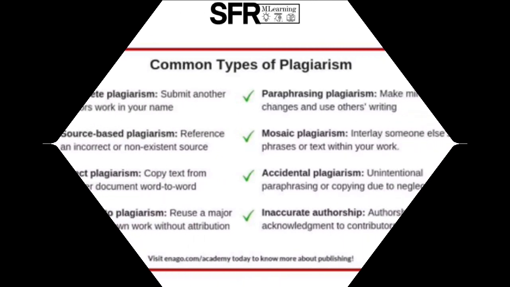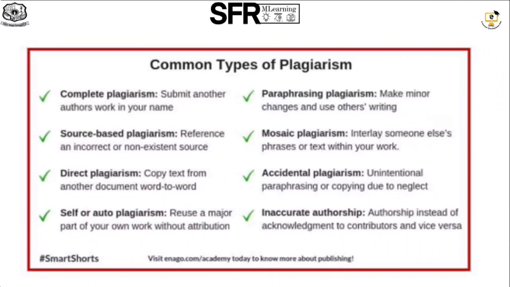Then there are various types of plagiarism. The common types of plagiarism are, first, complete plagiarism: submitting another author's work in your name. Source based plagiarism means referencing an incorrect or non-existent source. Direct plagiarism: copying text from another document word to word. Self or auto plagiarism: reusing a major part of your own work without attribution. Paraphrasing plagiarism, this we already saw: making minor changes and using others' writing.